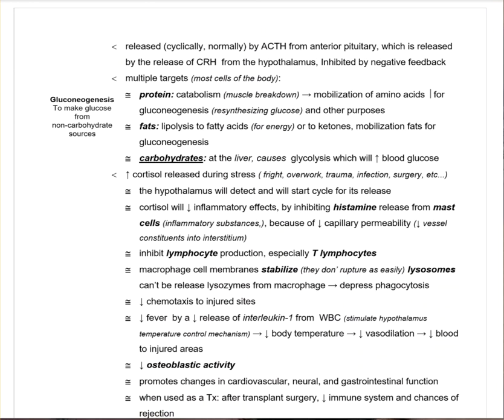Now, let's look at a couple other things here. It says it's released cyclically or normally by ACTH from the anterior pituitary. We already talked about how it did that. Remember, CRH was released from the hypothalamus, and then it went through the portal system and it went to the anterior pituitary, and then ACTH was released, and it had a negative feedback process. So that was all review, right?